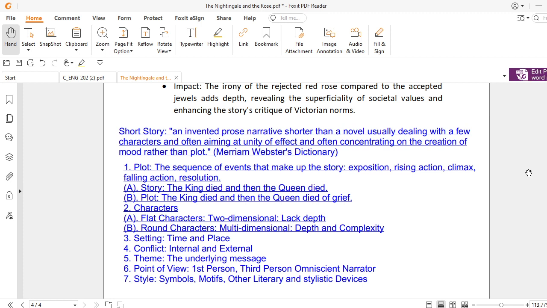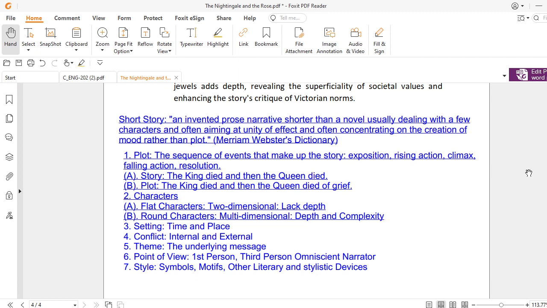So after the novella, you can say the short story came into being. We still read novels, but in the present time the novels are much shorter as compared to the novels in the past. So this is a development of the short story. So what are the elements of the short story?